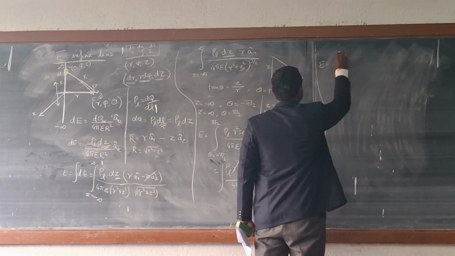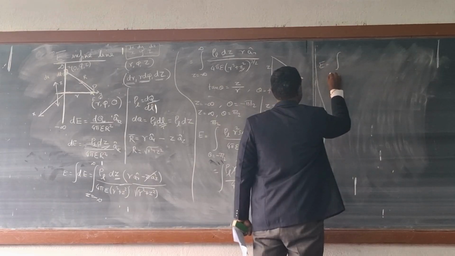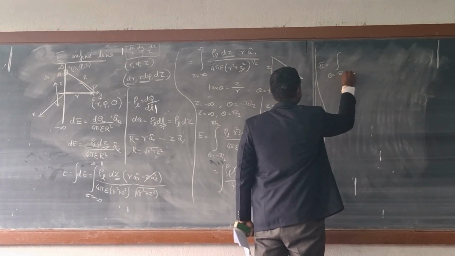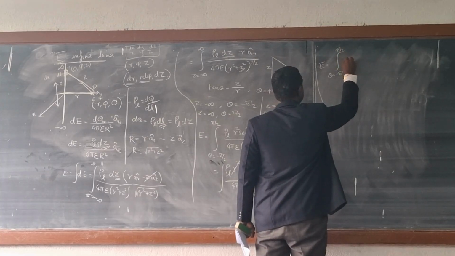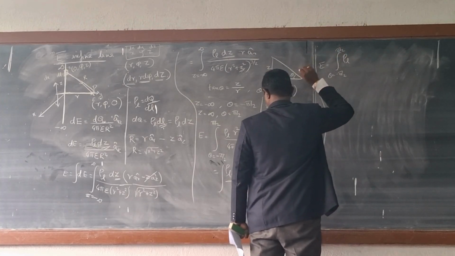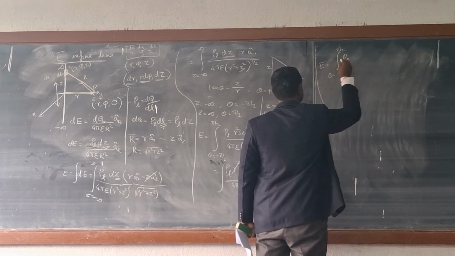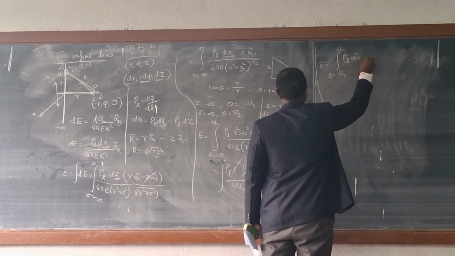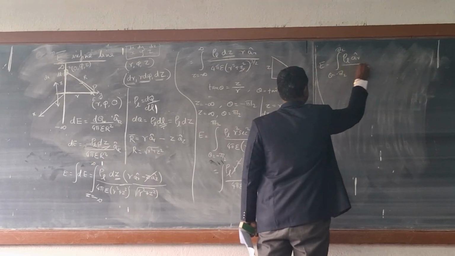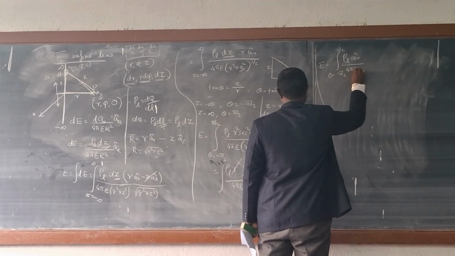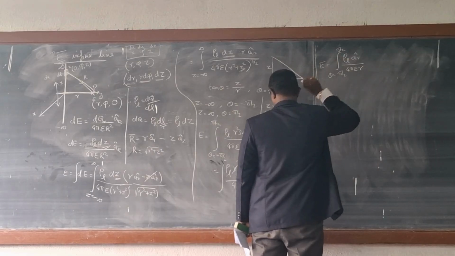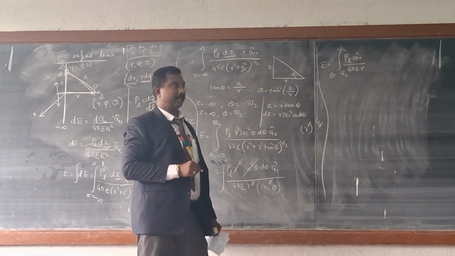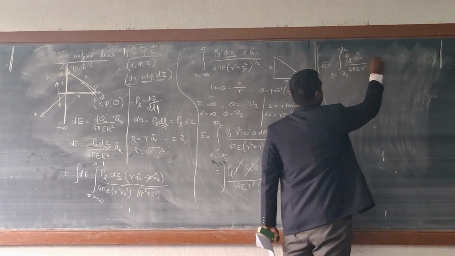E vector equal to integral of theta equal to minus pi by 2 to plus pi by 2 rho L AR cap divided by 4 pi epsilon R. 1 by secant theta is cos theta, right? Cos theta.